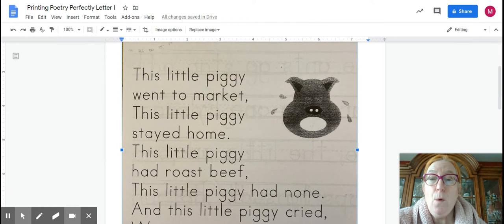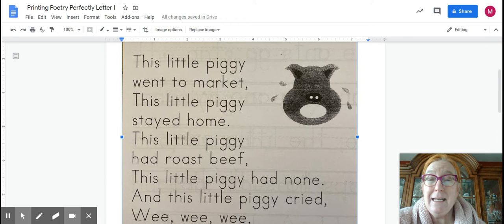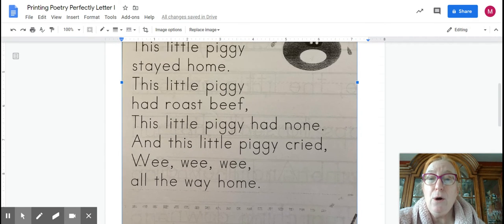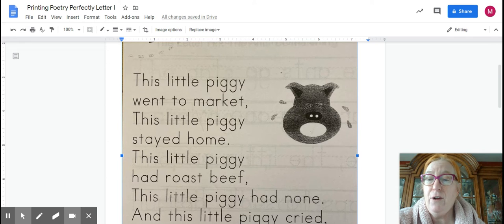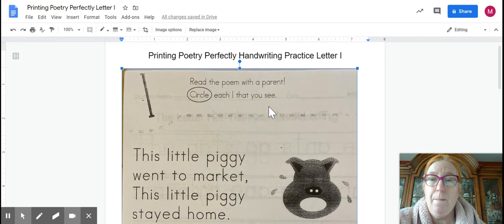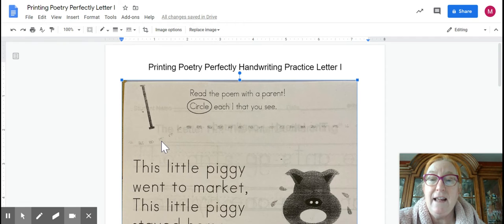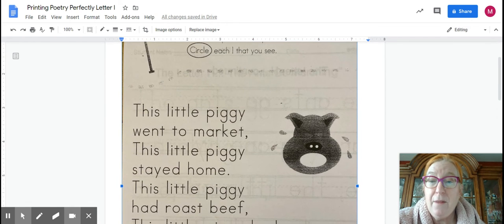And this was a poem I remember my mom and dad saying to me when I was little. They would play with my toes while they did it. I'm not sure if any of your parents have ever done that, where they play with your toes and squeeze each little toe as they say the poem. It's kind of silly. So we're practicing finding letter I's today. So first, let's read the poem together.